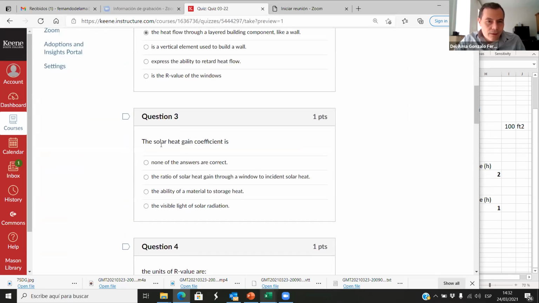Question 3. The solar heat gain coefficient is, we will go this way. So the visible light of solar radiation, no. Is it the ability of a material to store heat? No, it doesn't have anything to do with this. Is it the ratio of solar heat gain through a window to incident solar heat? This is the concept of solar heat gain.